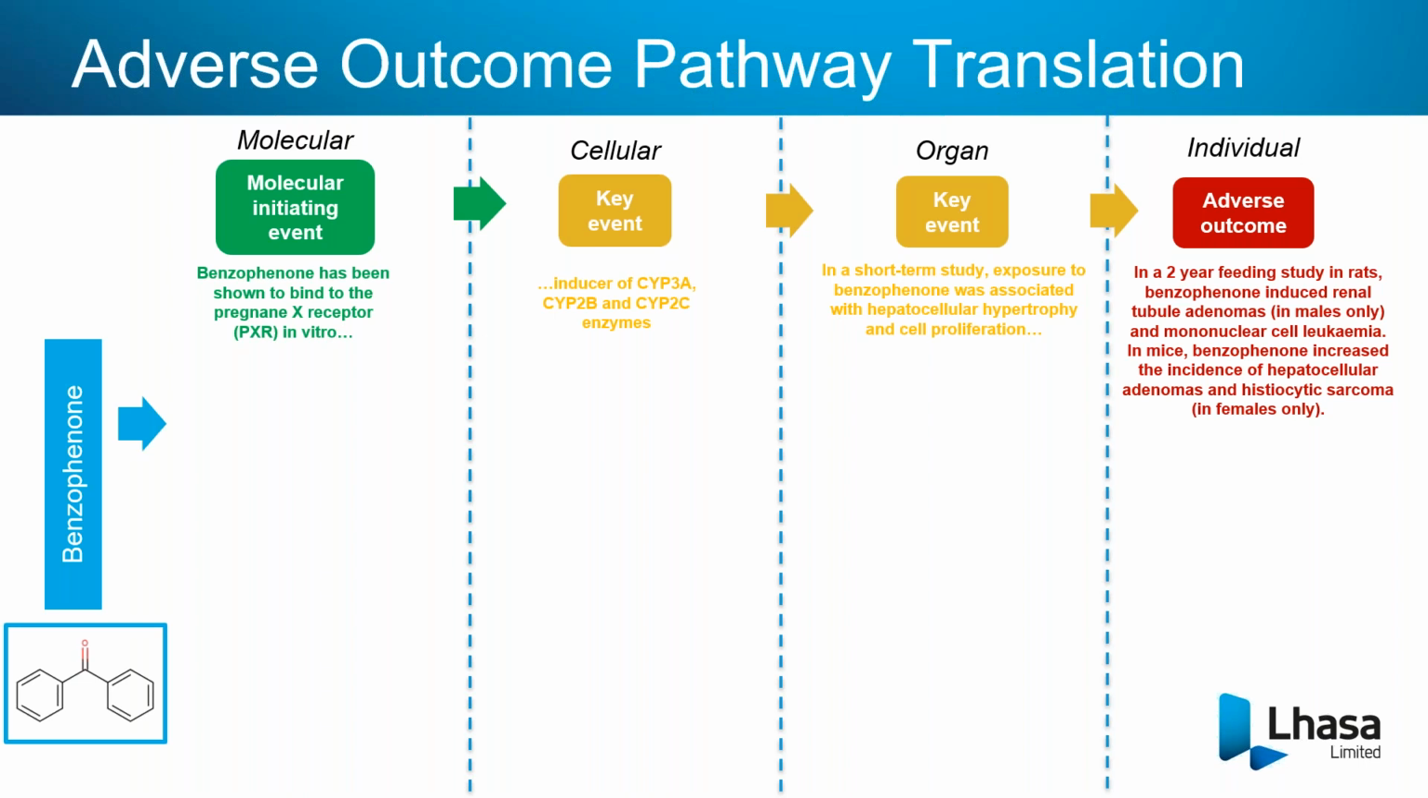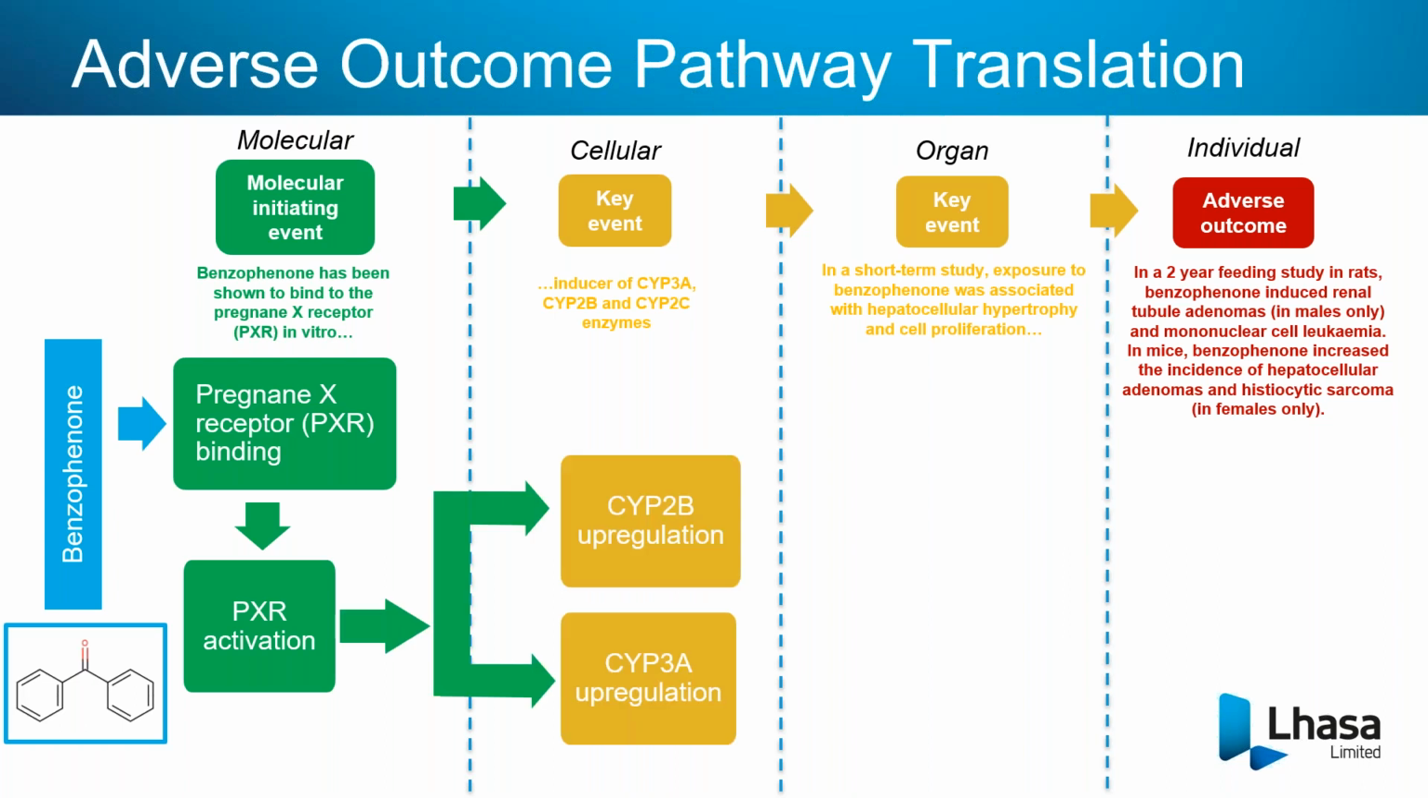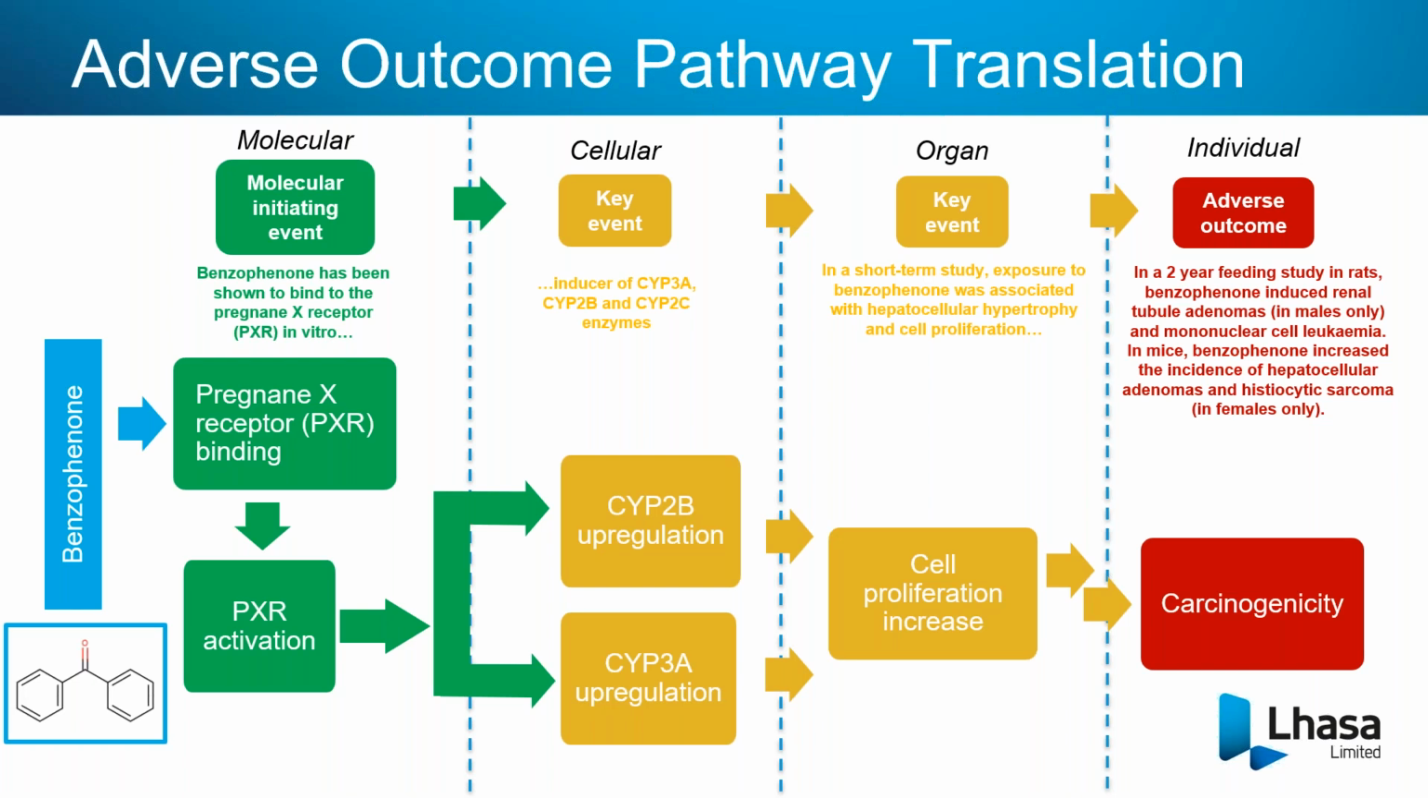If we process our benzophenone again, we can pick out two events at the molecular level: the molecular initiating event of PXR binding, which leads to PXR activation. From there, we add a key event relationship to the cellular CYP upregulation key event, which derives from the statement that PXR is an inducer of specific CYP enzymes. From this, we can keep linking key events together based on the commentary from Derek Nexus to give us a skeleton AOP.